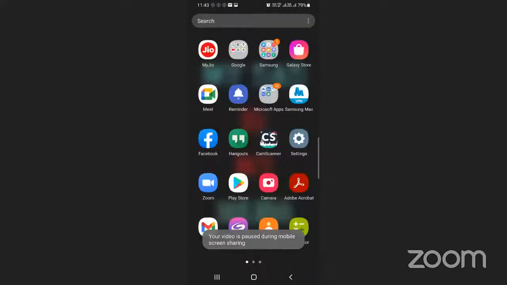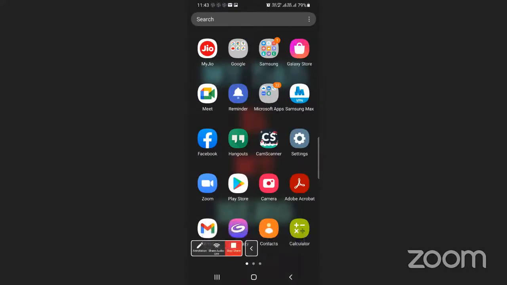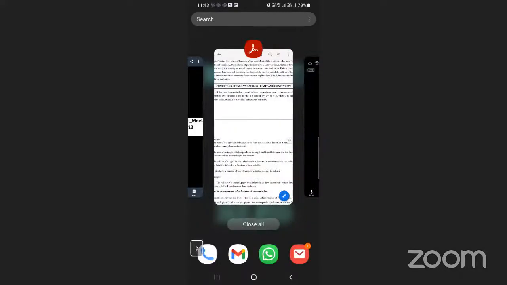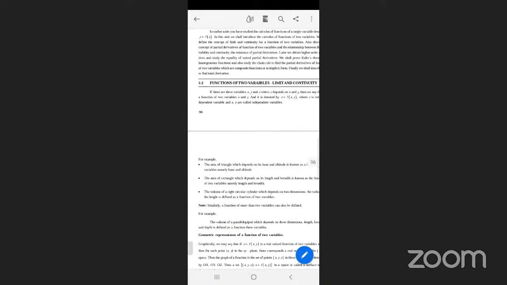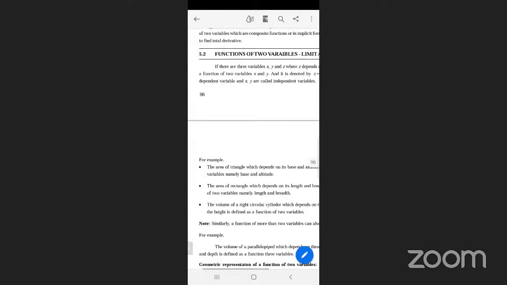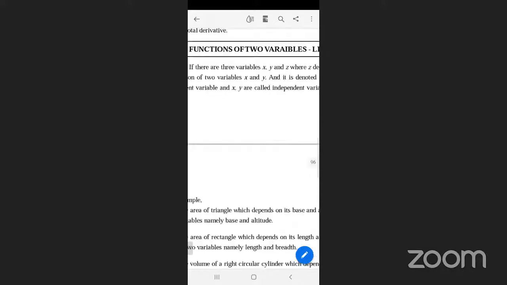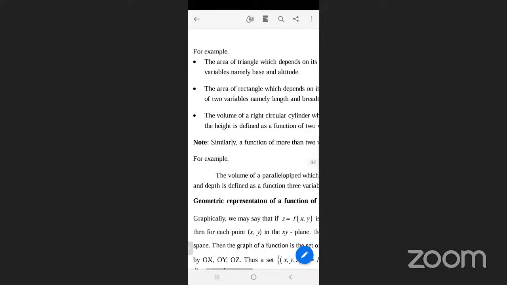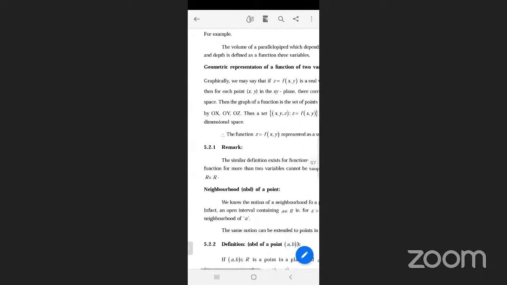Similarly, if we take partial differentiation with respect to y, in this case treat x as the constant and treat y as the only variable. So I will show it here. I will share the screen.